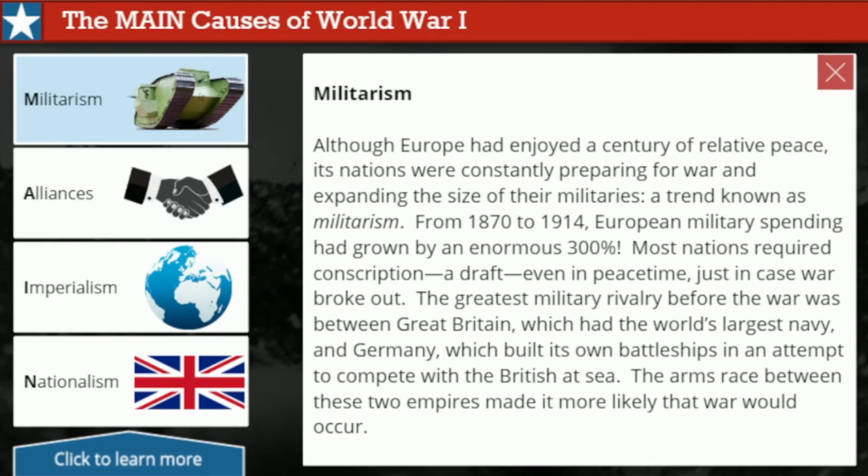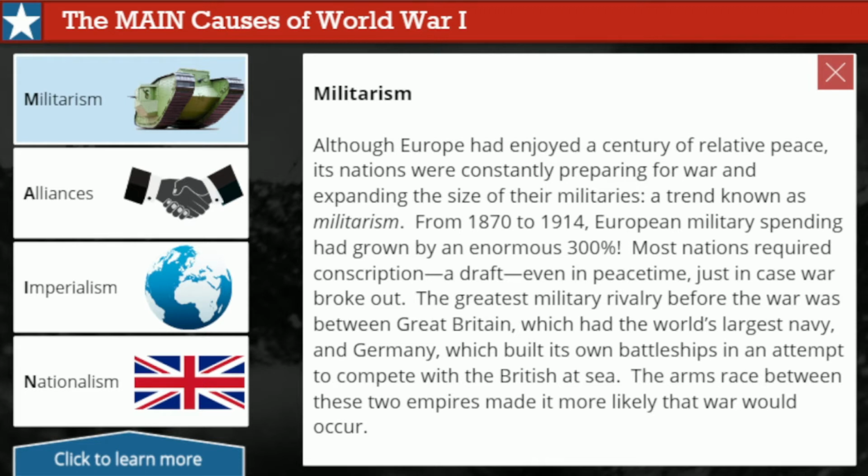Militarism. Although Europe had enjoyed a century of relative peace, its nations were constantly preparing for war and expanding the size of their militaries, a trend known as militarism. From 1870 to 1914, European military spending had grown by an enormous 300%.